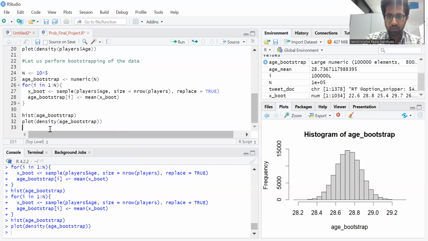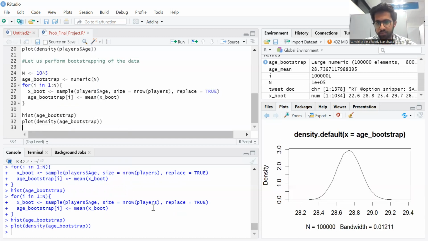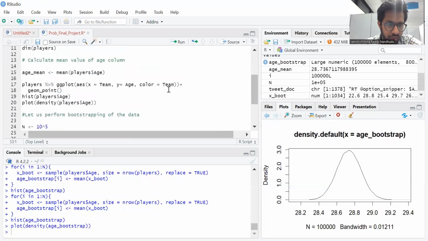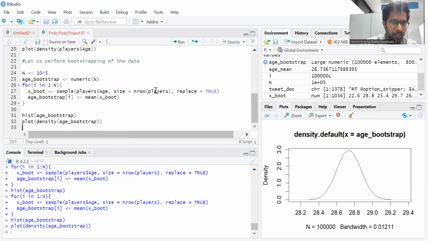So yeah, now I think the mean is also concentrated around the original mean. As we perform bootstrapping, sometimes this goes to the left side or the right side, but in this case, as our mean is some 28.7, I think this will come at the center. Let me check the original histogram to see where the mean lies.